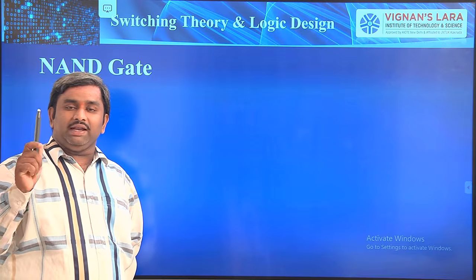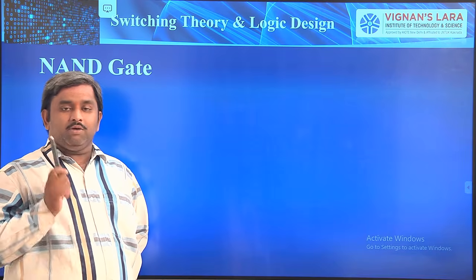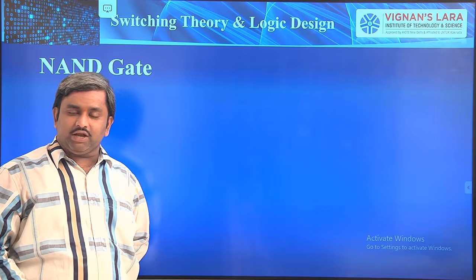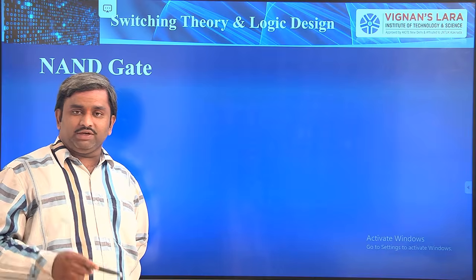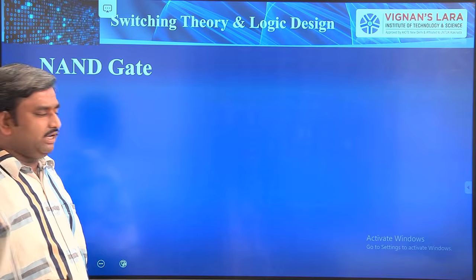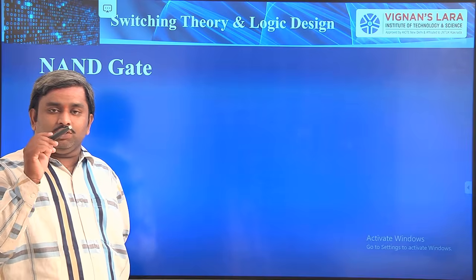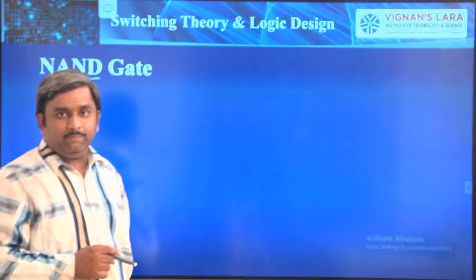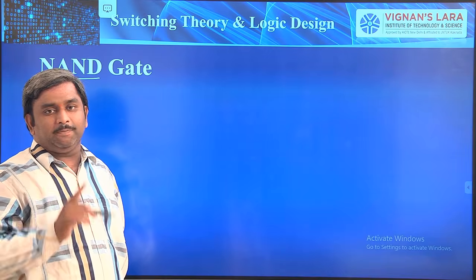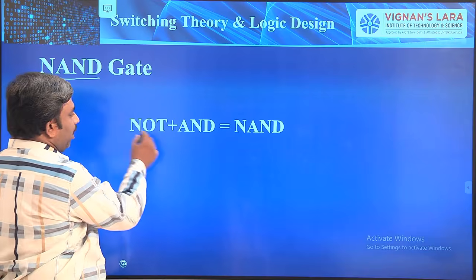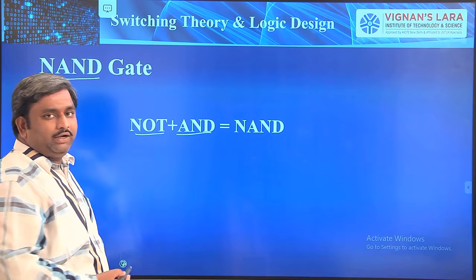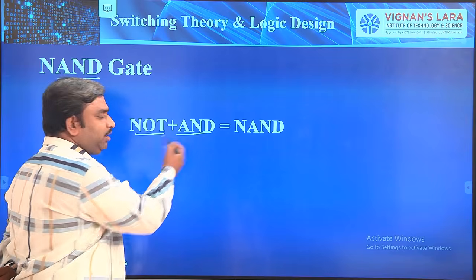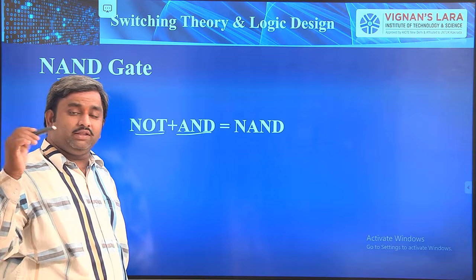Remember why the NAND and NOR gates are called universal gates? Because NAND and NOR gates can implement any type of digital function or digital circuitry. So for that reason, we call these two gates universal gates. Now NAND means: the three letters from the second letter to the fourth letter are the AND operation, and the first letter is N. The N represents NOT. So NAND is formed with the help of NOT and AND gates, which are there in the basic gates.